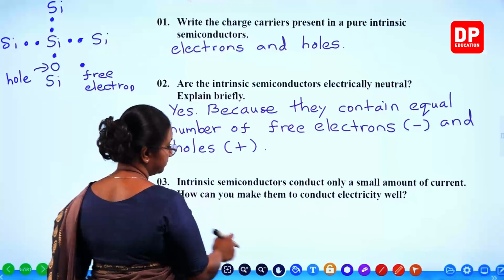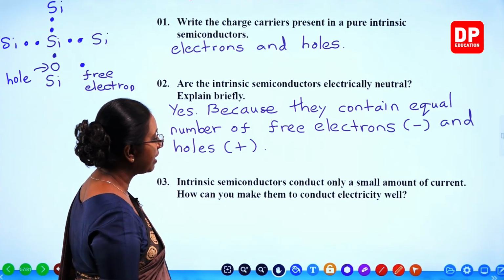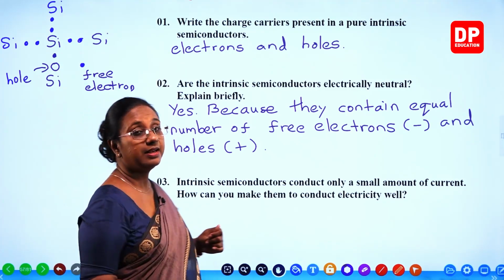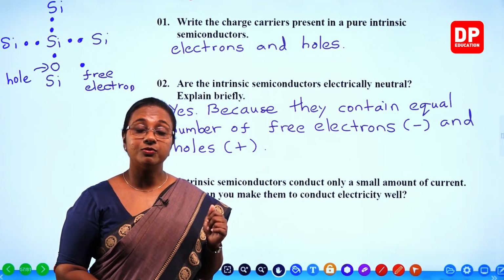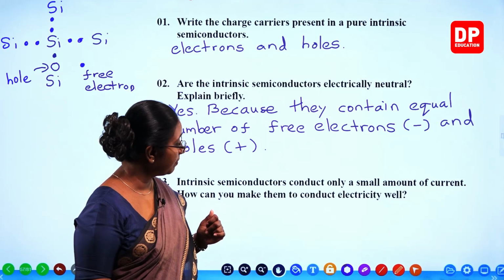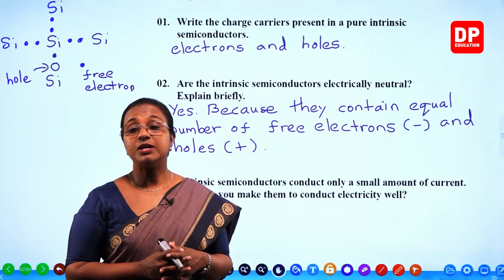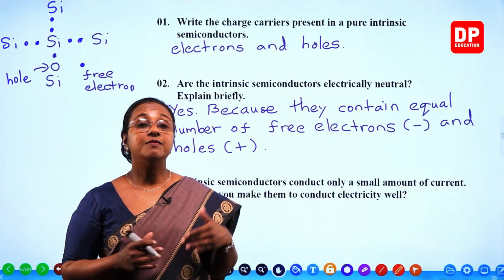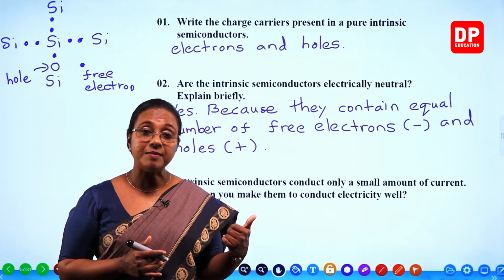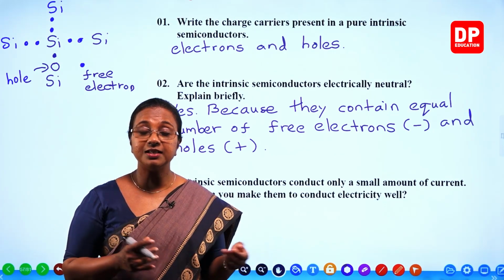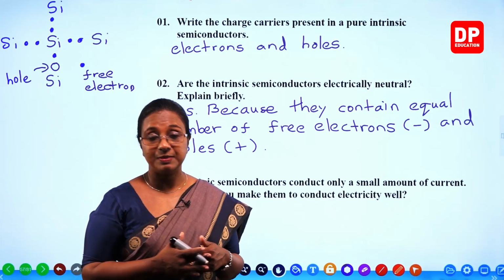Then, intrinsic semiconductors conduct only a small amount of current. Why is that? Because at high temperatures, only a small number of free electrons and holes are there. So they can conduct only a small amount of current. How can you make them conduct electricity well? We dope them with group 3 and group 5 elements. And when you dope them with group 3, you get the p-type semiconductor. And when you dope them with group 5 elements, you get the n-type semiconductor.